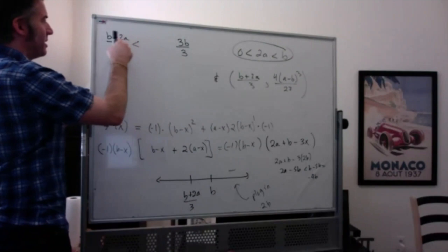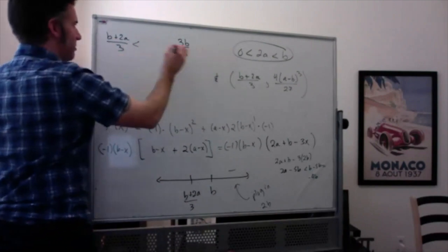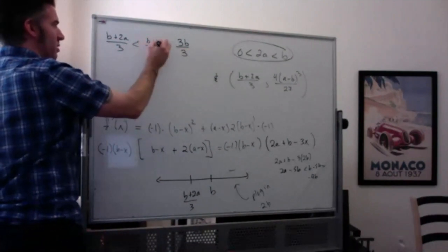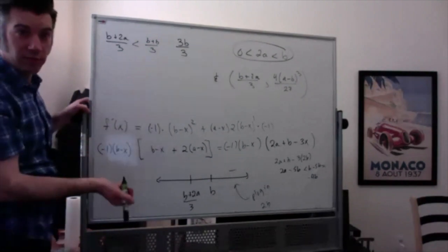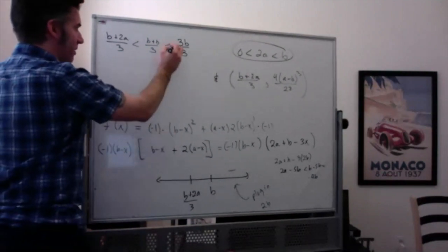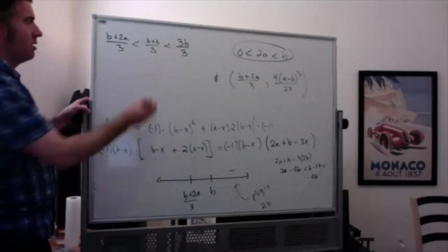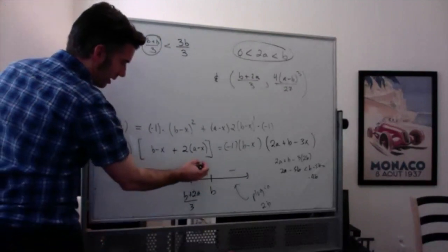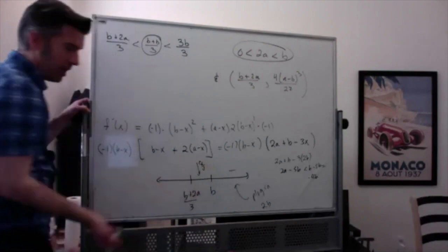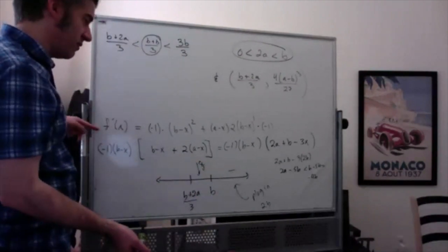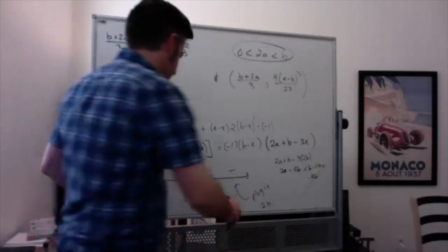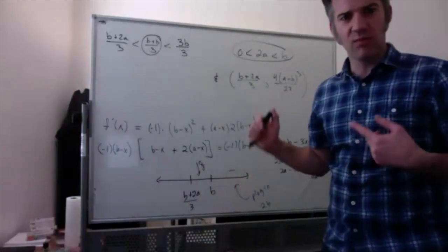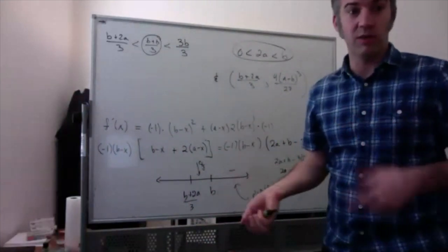So 2a is less than b, so this is less than b plus b over 3, which is 2b over 3, and that's definitely less than 3b over 3. So 2b over 3, that's the number I'm going to pick in here to test if my first derivative is positive or negative. This is a well-designed but tricky question.